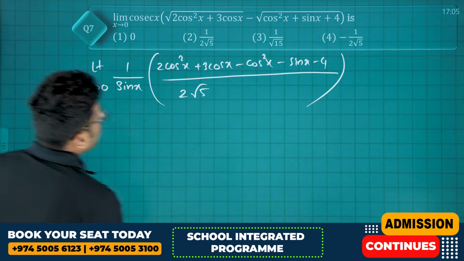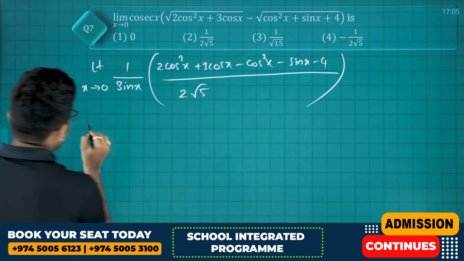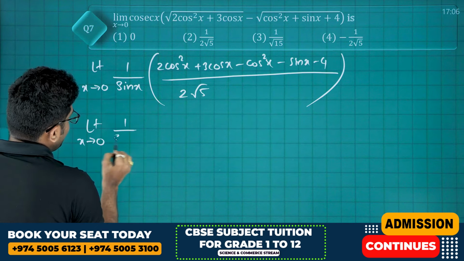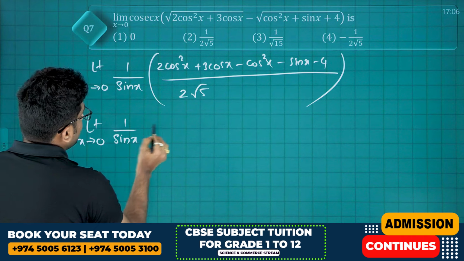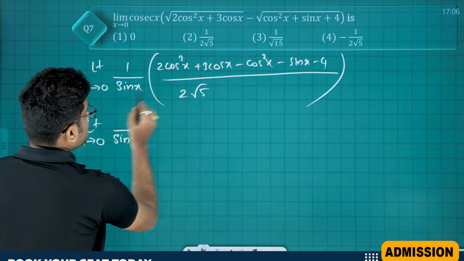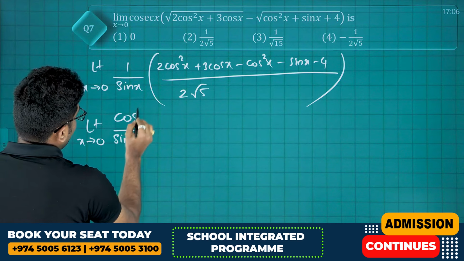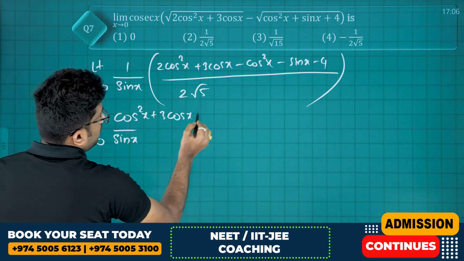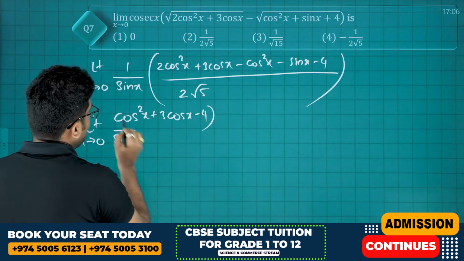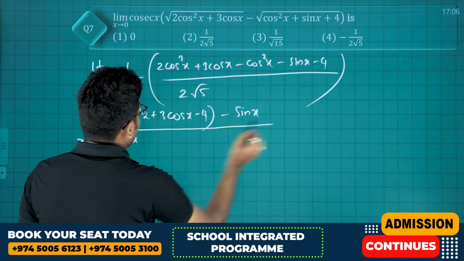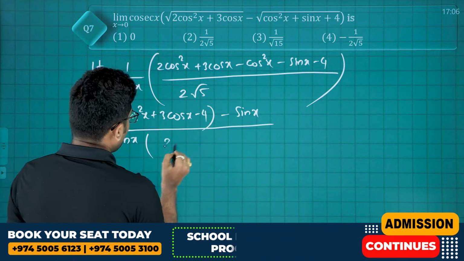Now that becomes limit x tends to 0, 1 by sin x times 2 cos squared x minus cos squared x, that is cos squared x, plus 3 cos x minus 4, whole minus sin x. I would like to separate sin x divided by 2 root 5 as usual.